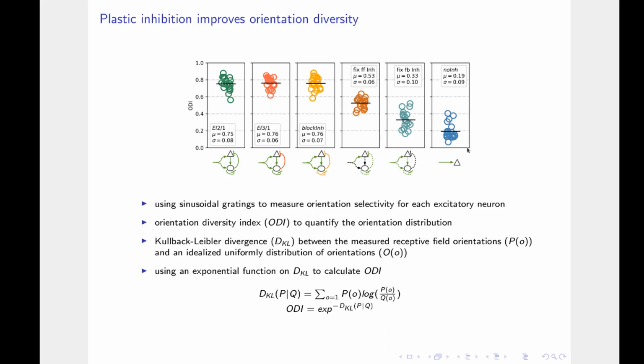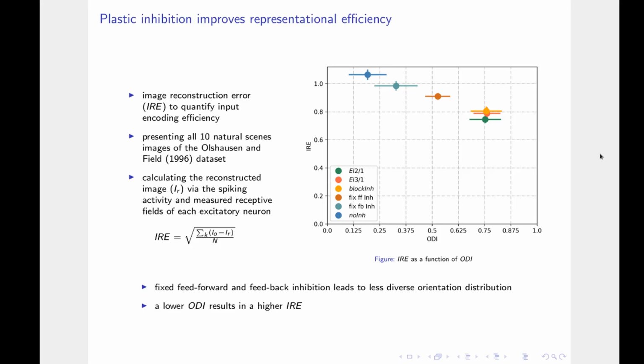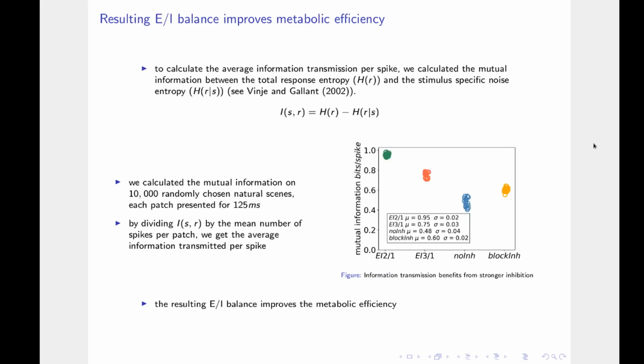The lowest value for the ODI is shown by the model with no inhibition at all, meaning that most of the neurons develop similar orientations. To measure the representational efficiency, we calculated the image reconstruction error as described here. As presented on the right, a higher ODI results in a lower error, or to say it differently, in a better representation of the input. To measure the metabolic efficiency, we calculated the mutual information in bits per spike for 10,000 randomly chosen natural scenes. Here we see that the emergent E to I ratio leads to good results and to a high metabolic efficiency.